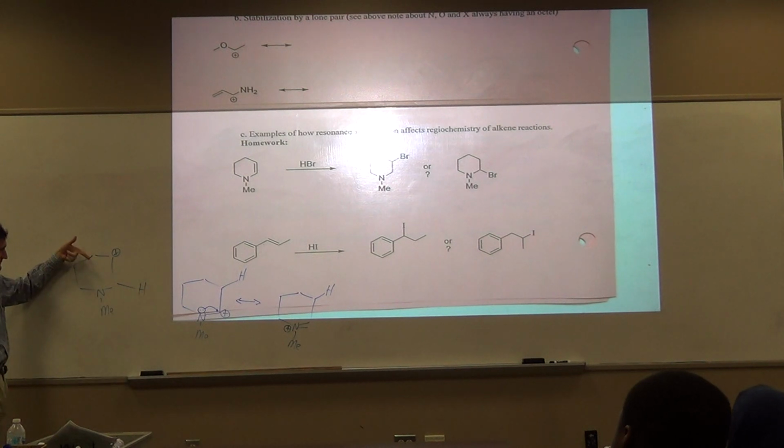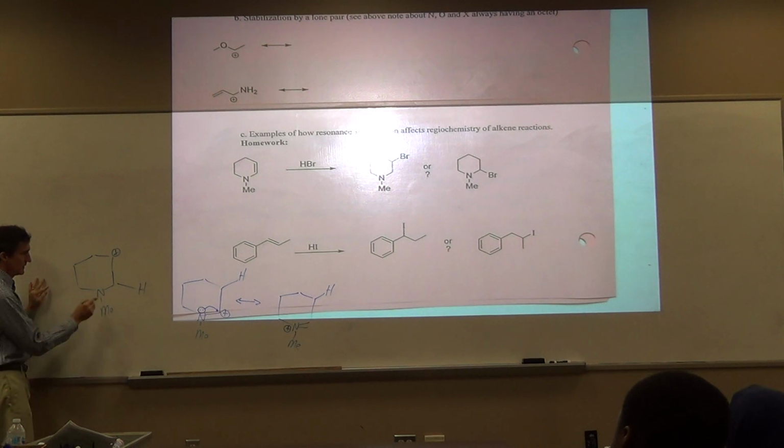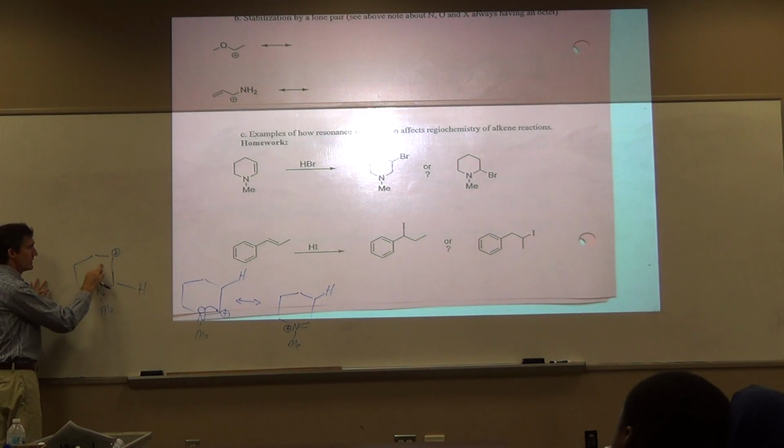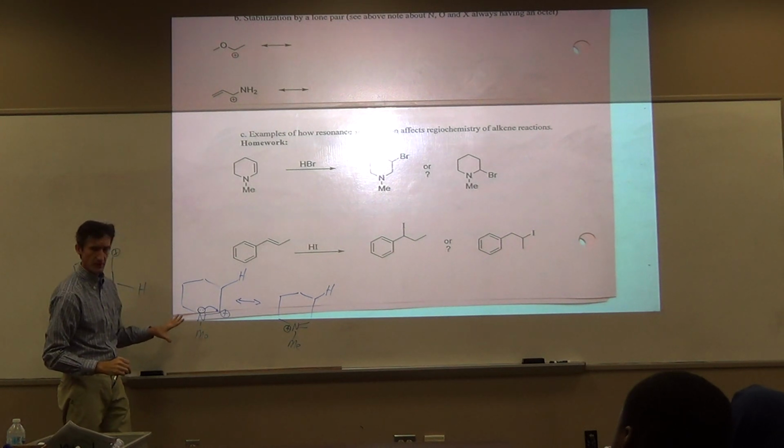Is this resonance stabilized? Can you draw a resonance structure here? What if I do this? Now, that's going to make a sigma bond, a single bond. It's also quite strange. I don't know if they can do that. We're talking about theory. Resonance, there's a lot of theory there.